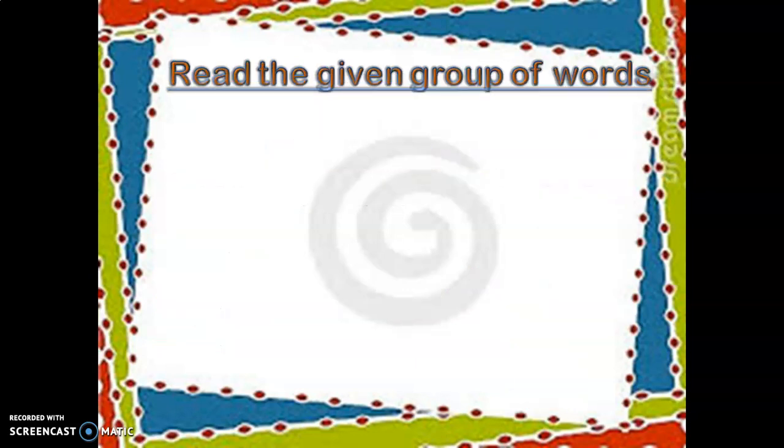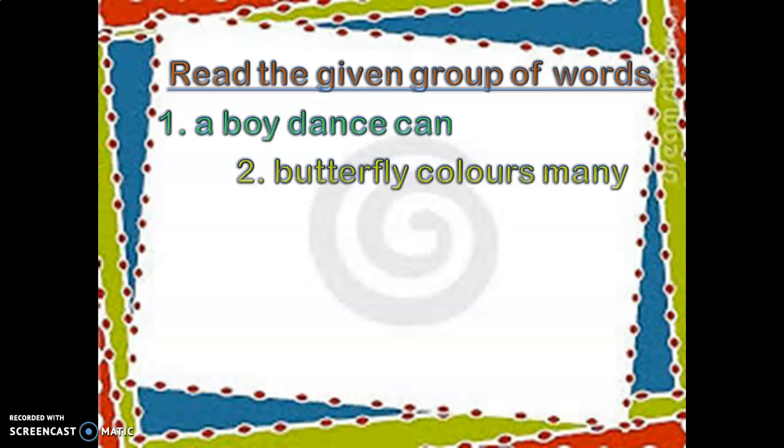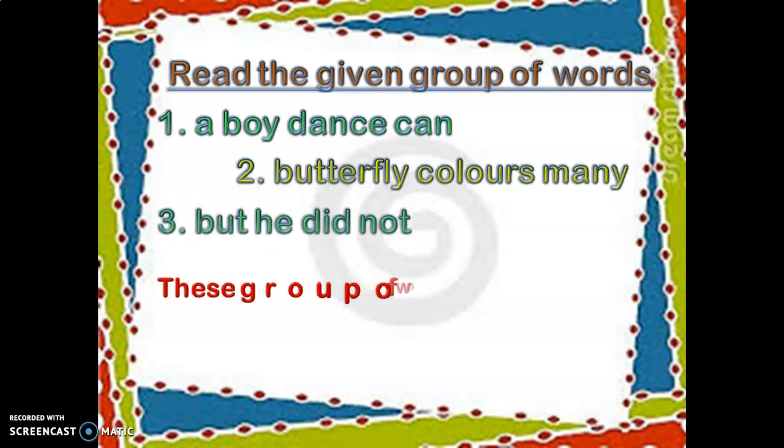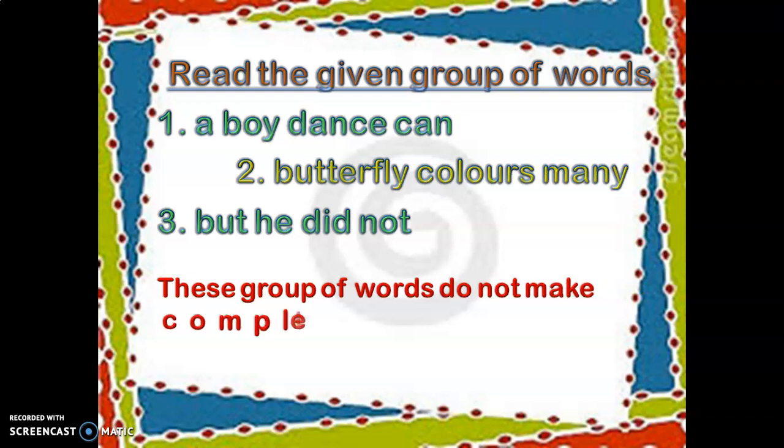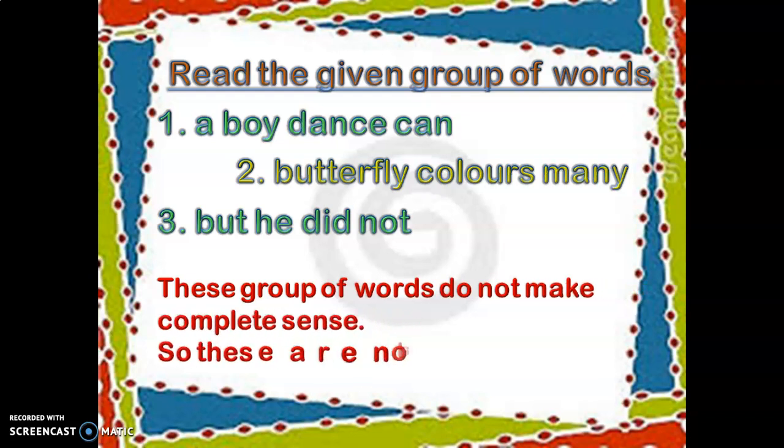Now let's read the given group of words. A baby dance can. Butterfly colors many. But he did not. These group of words do not make complete sense. So these are not sentences.